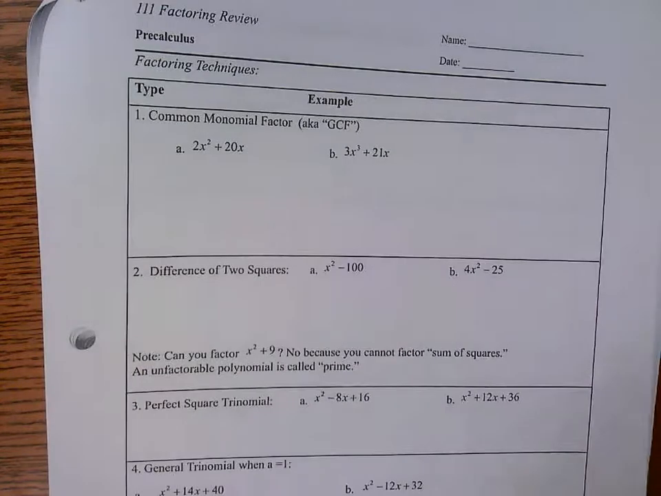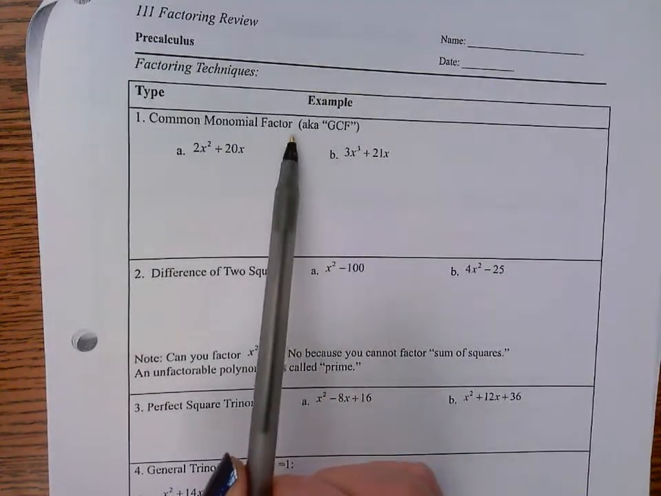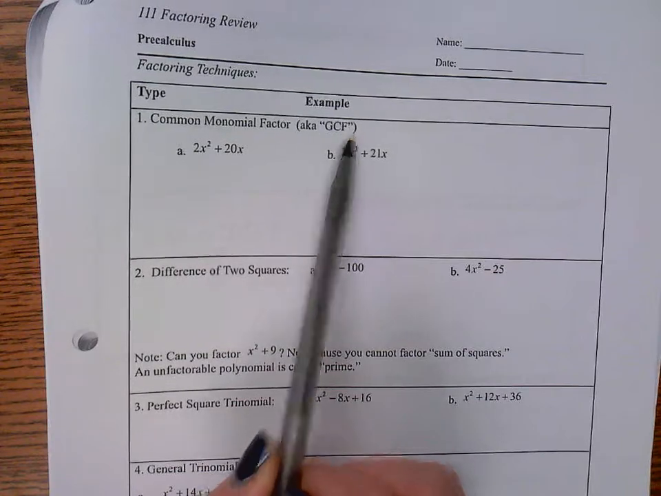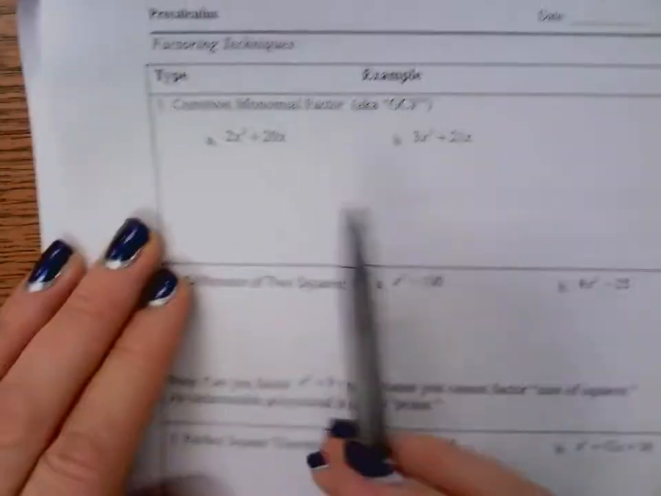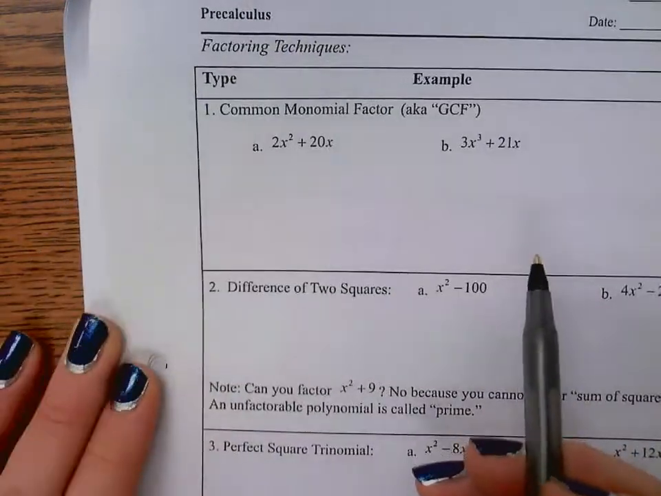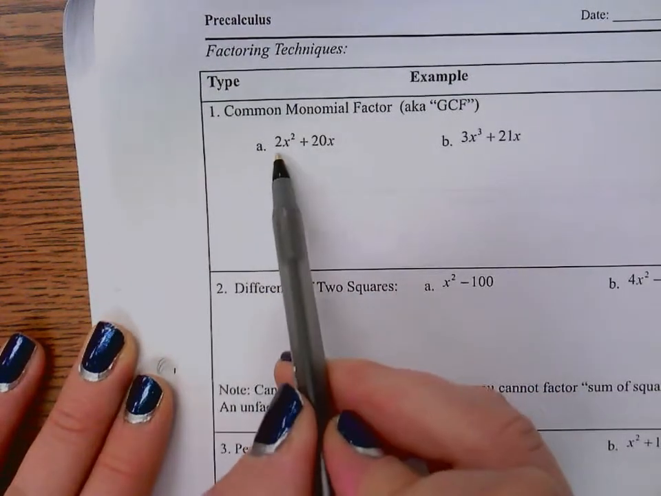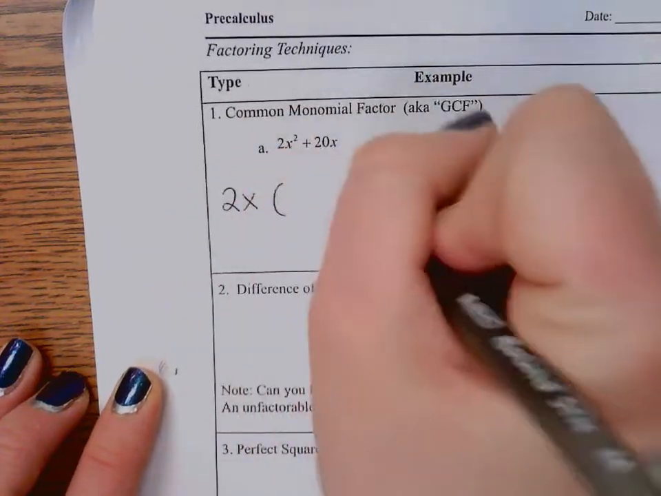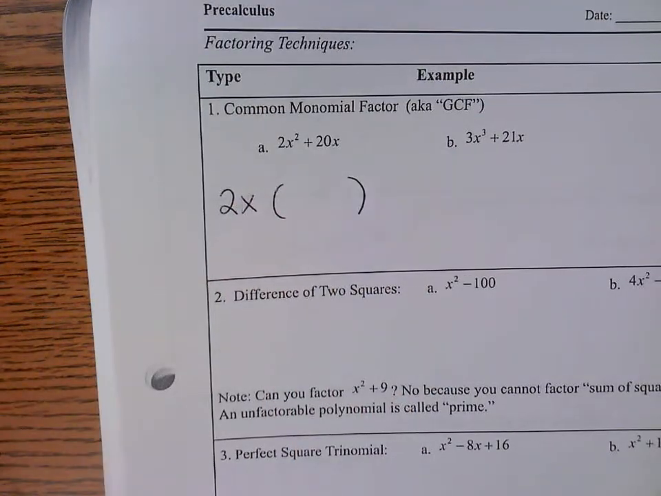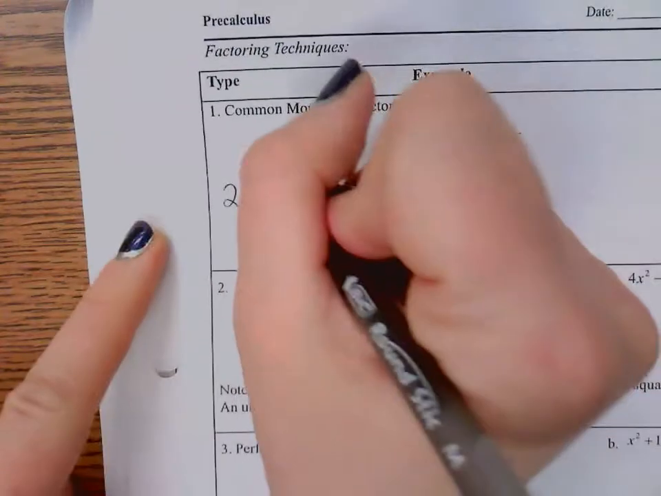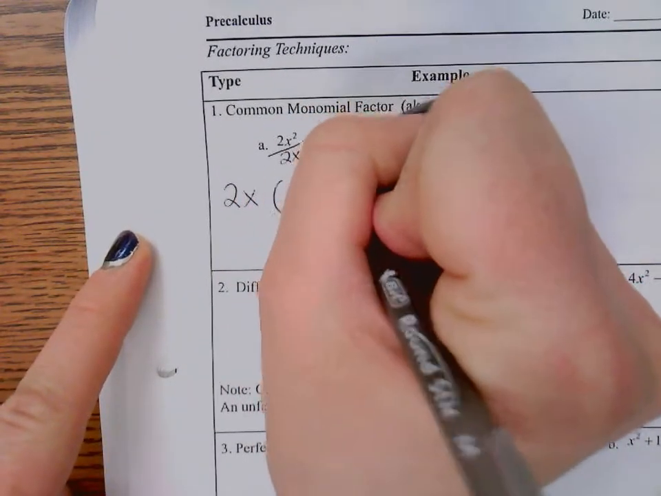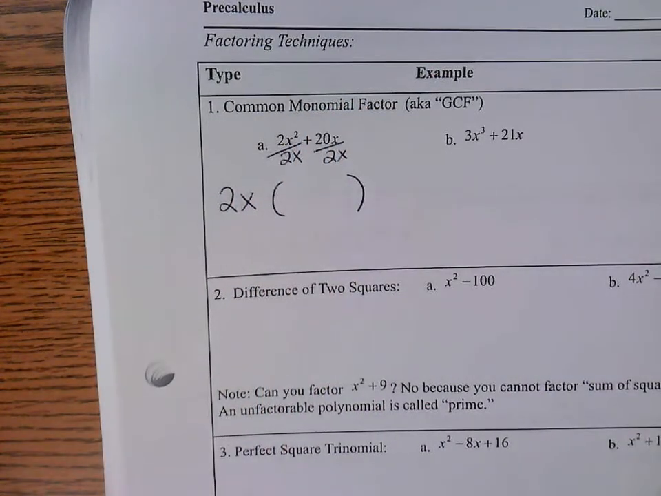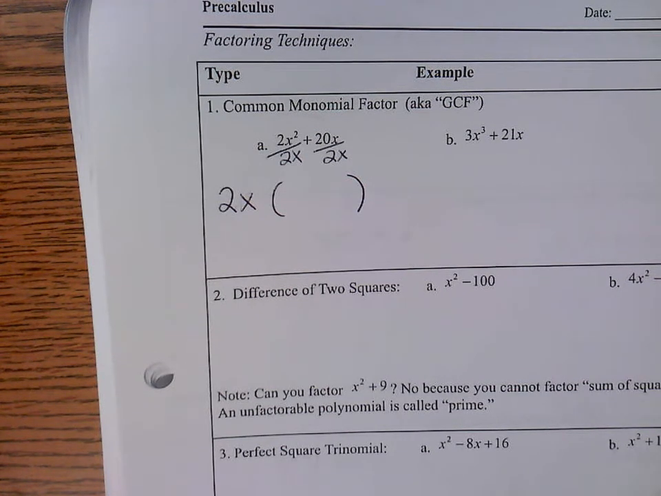Part A's here. So one strategy you learned is to look for a greatest common factor, and that is what can you pull out of each term of the quadratic. So 2x squared and 20x, I can pull a 2x out of each of them evenly. So that's called the greatest common factor. And then what you're doing is you're dividing each term by the 2x and seeing what you would have left in the parentheses. So this one would factor into 2x times x plus 10.